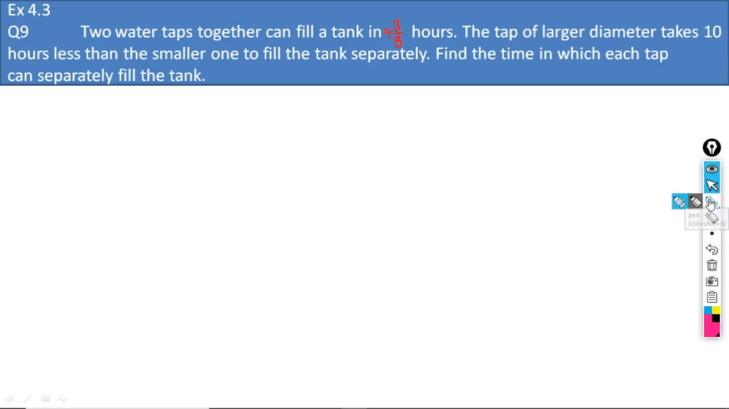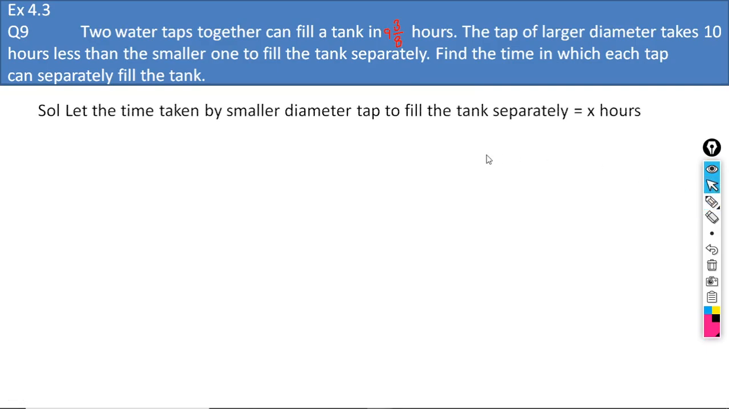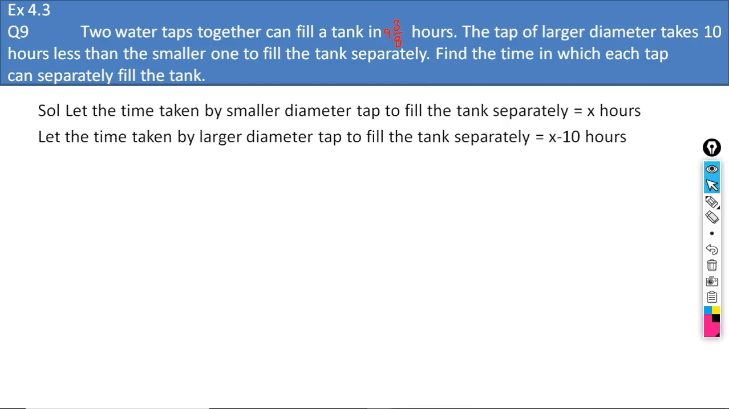Now friends, we understand the situation carefully. There are two types of tap, one of a larger diameter and one of a smaller diameter. The tap of a larger diameter takes 10 hours less than the smaller one to fill the tank separately. So we are going to consider the tap of a smaller diameter will take x hours to fill the tank separately, while the tap of a larger diameter will take x minus 10 hours.